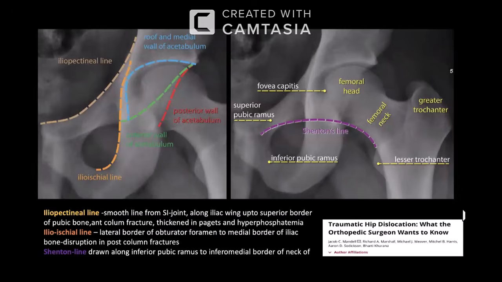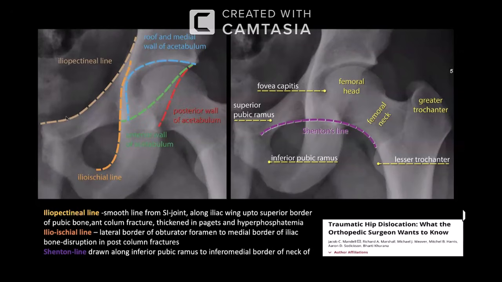Let me just explain the lines. It's very important. There's a nice article on the description of the lines. So the three lines are very important: the iliopectineal line, the ilioischial line, and Shenton's line, which you have talked about. Shenton's line is drawn along the inferior pubic ramus and the inferomedial border of the neck of femur. This line has to be maintained, and there should not be any disruption in this line.